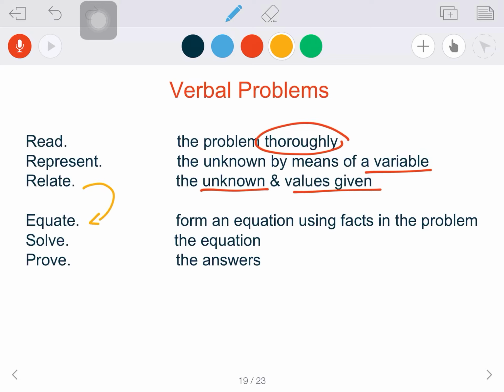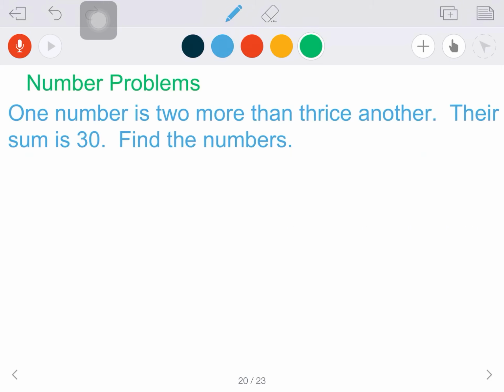You're going to come up with an equation using the facts in the problem, and this is where all the practice that we're doing in solving equations and inequalities comes in, because the latter part is to solve, which, if I may add, we have to solve accurately and correctly. Once we have the answers, we need to prove or check if our answers are sensible. Now, let's proceed to the first type of word problems, and this problem was given and discussed earlier in the lesson, and I'm going to go over it again.